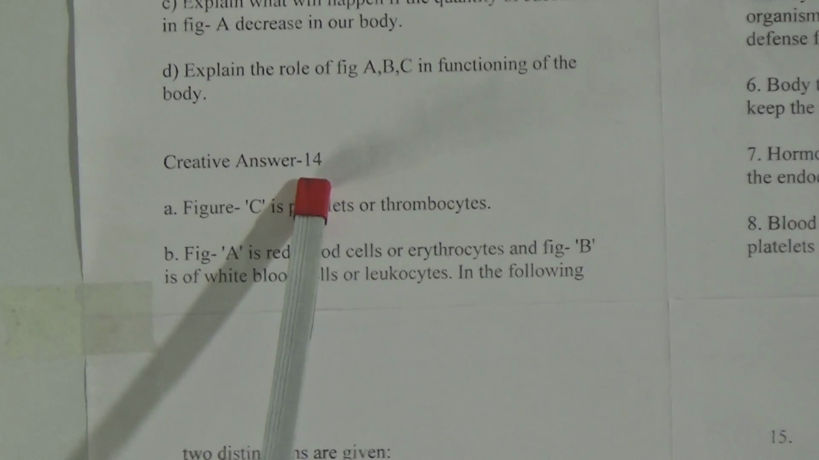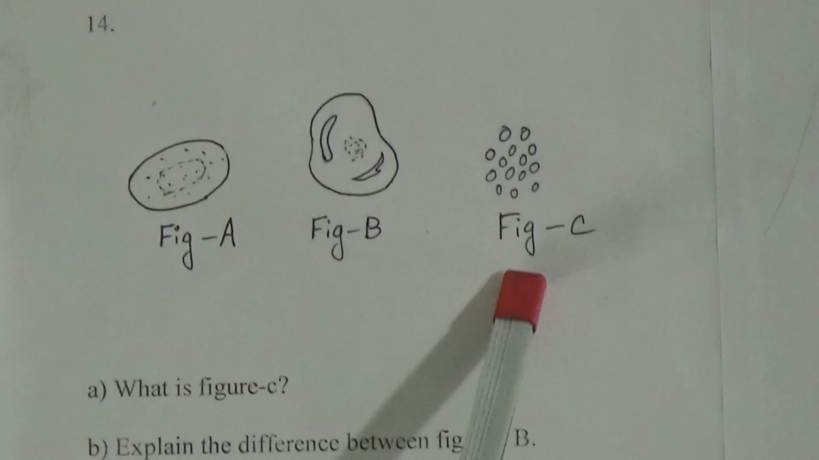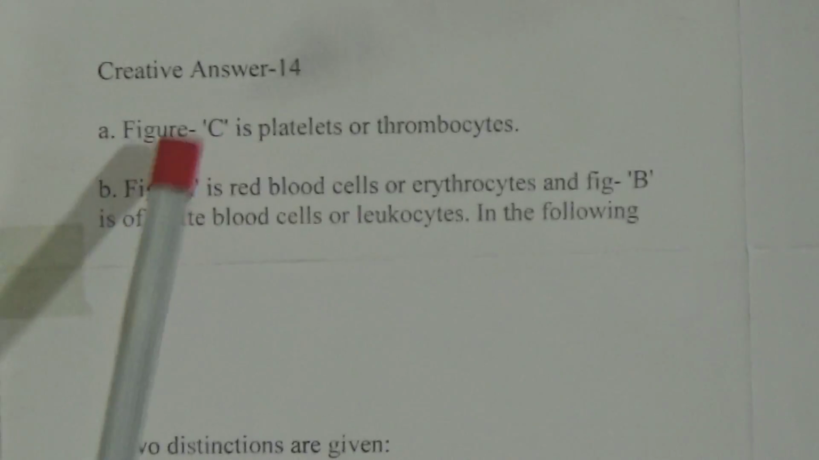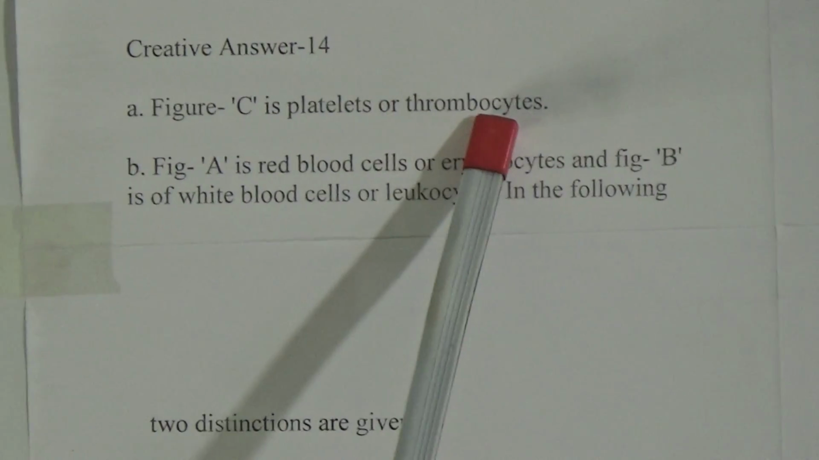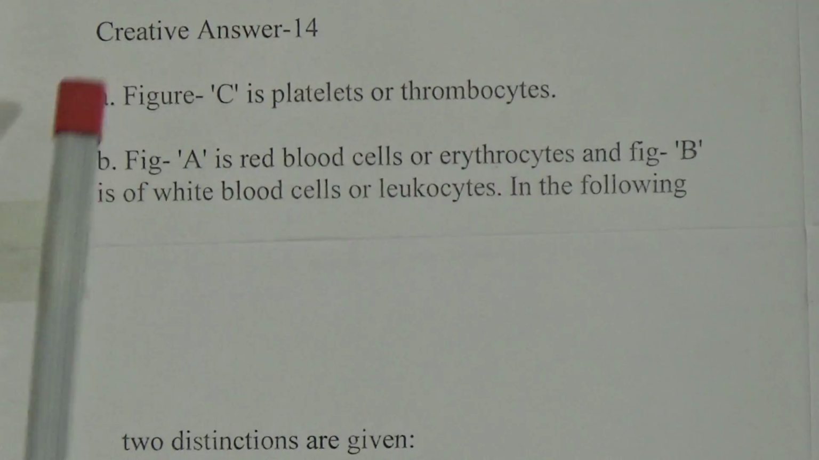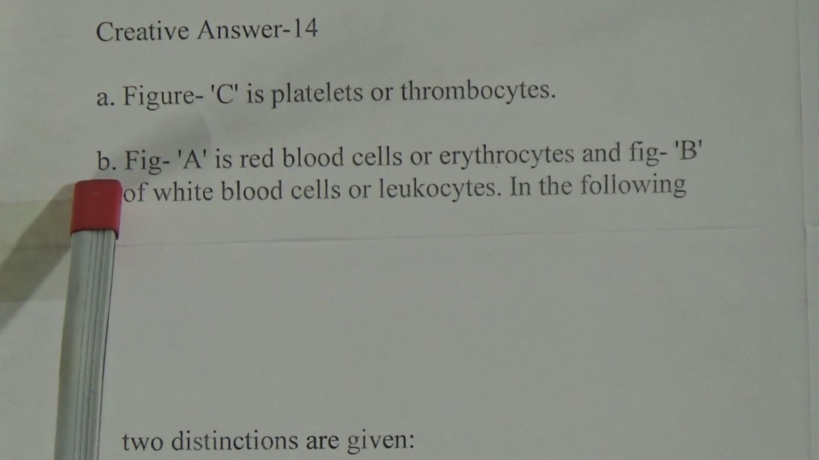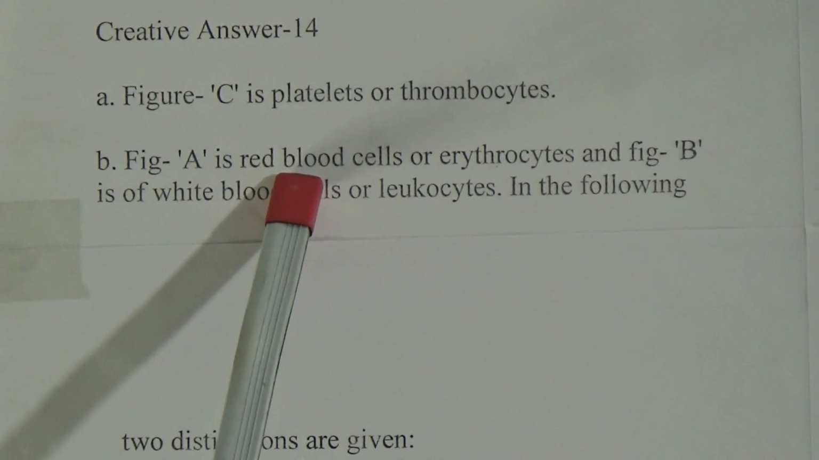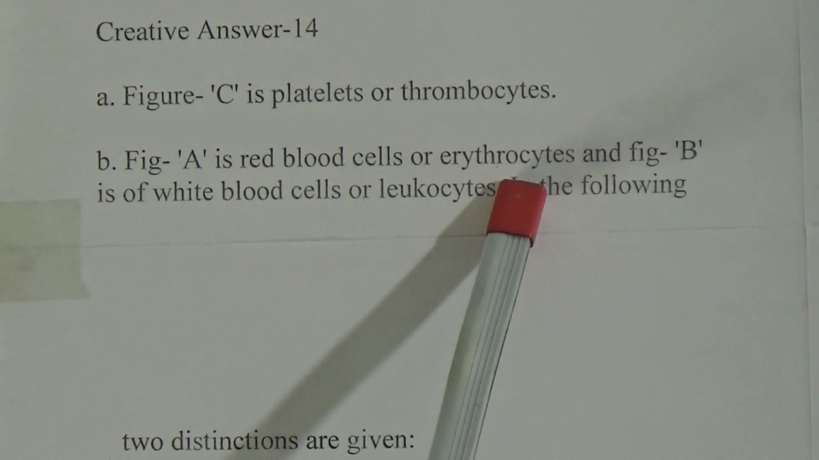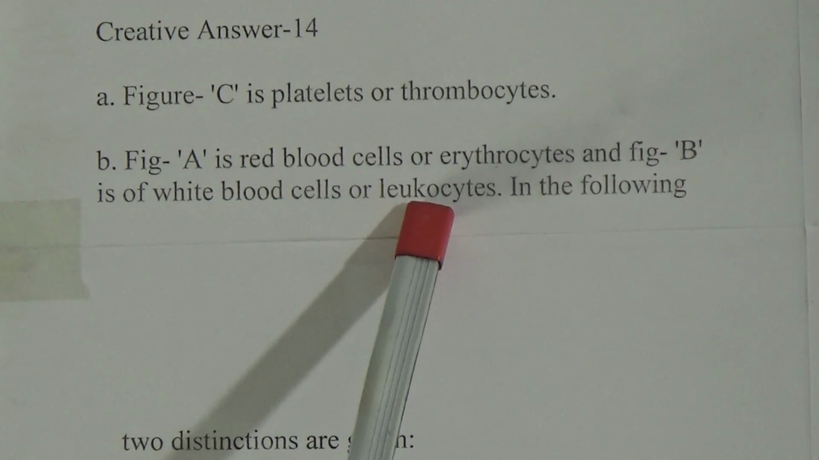Now the answer, creative questions answer 14 number. Our A number question was, what is figure C? The answer is, figure C is platelets or thrombocytes. And B number question was, explain the differences between figure A and B. Answer is, figure A is red blood cells or erythrocytes, and figure B is white blood cells or leukocytes.